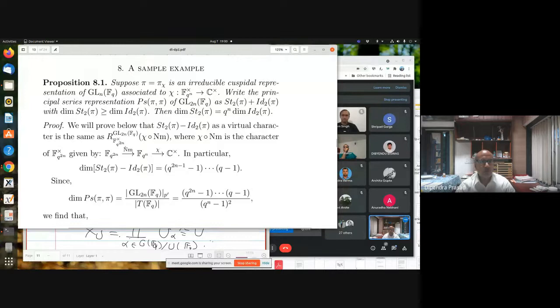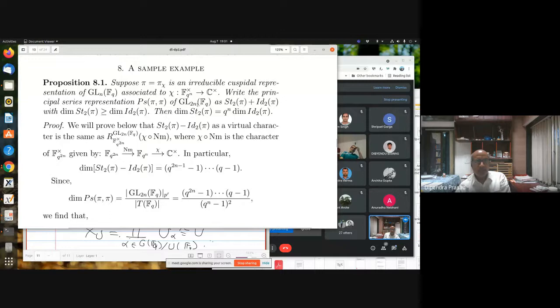The way the proof works is that we will do a little bit of Deligne-Lusztig induction. We will prove below that Steinberg, so you have written it like this, then the difference is this Deligne-Lusztig representation. To construct a Deligne-Lusztig representation, you have to give yourself a character of the torus. Here the torus is Fq to the power 2n star. There is the norm mapping to Fq to the power n star, and Fq to the power n has the character chi. So you can compose, which means that this torus comes equipped with a character. This is this anisotropic torus.